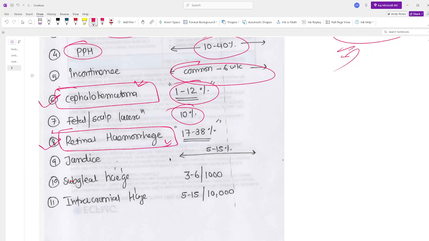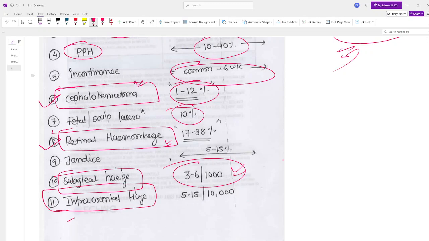Neonatal jaundice. I used to think that jaundice is more common with vacuum, but again, it is almost similar, 5 to 15% in all cases. Subgaleal hemorrhage is common with the vacuum, and the rate is 3 to 6 per thousand. Intracranial hemorrhage, again a very, very disastrous complication of assisted vaginal birth. The rate is 5 to 15 per 10,000.